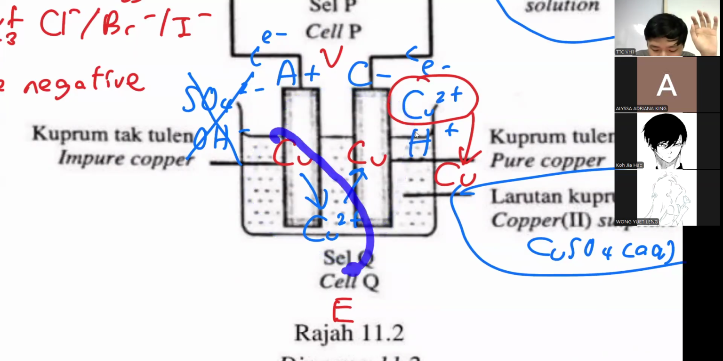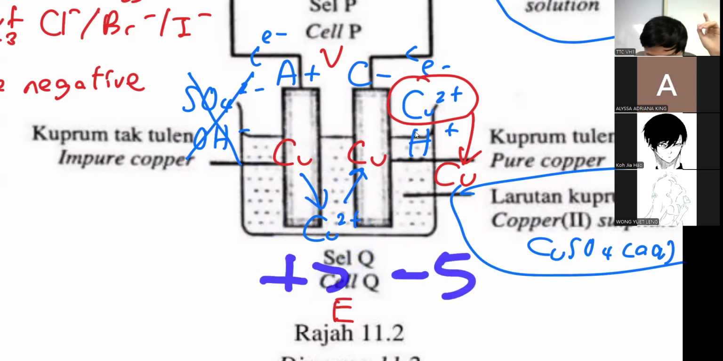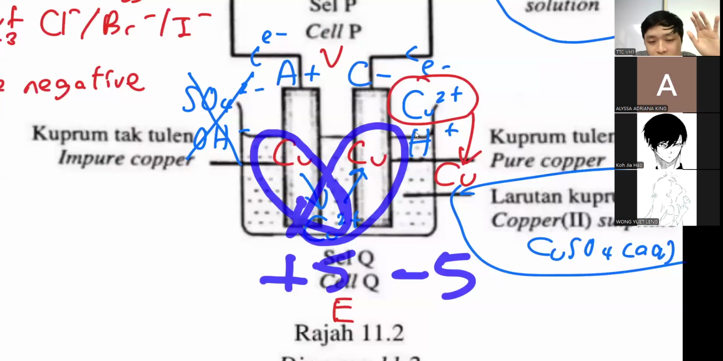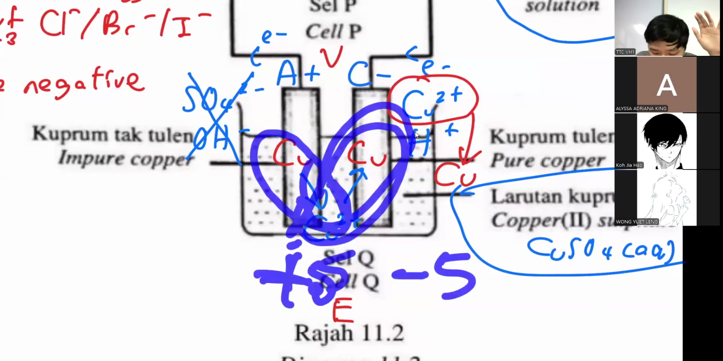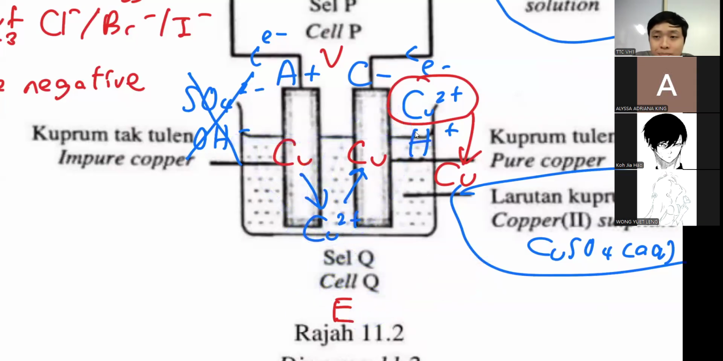Because if you see properly, yes, the anode produces a lot of Cu2+, but it will be cancelled out by the action at the cathode, because the cathode is making the Cu2+ become lesser. So one side becomes more, one side becomes lesser. So it's like +5, -5. They cancel out each other's reaction. So it means the net is zero. It means the blue color won't change.